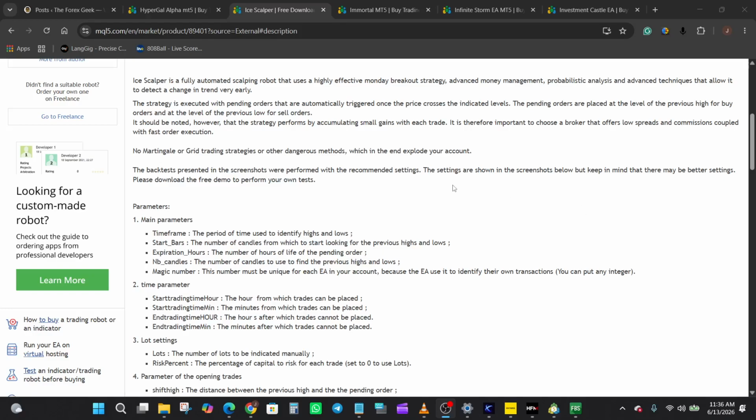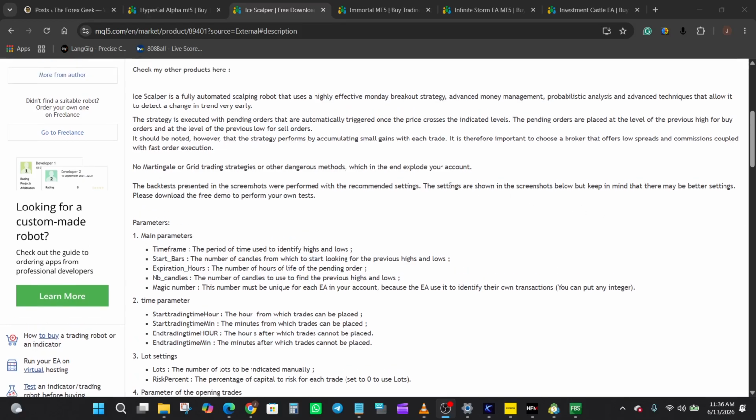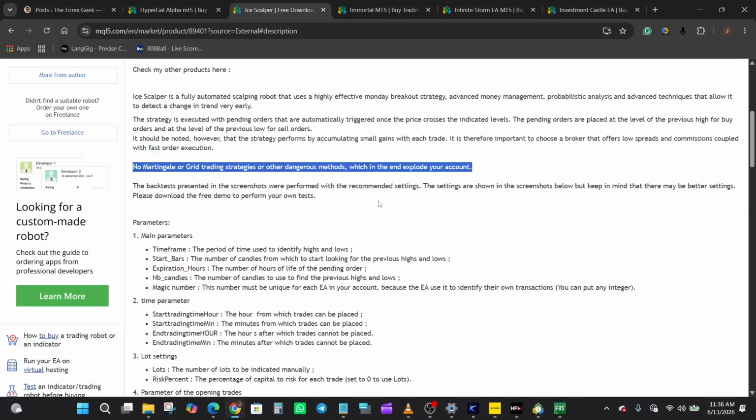Another important point highlighted on the page is that the EA does not use martingale, grid trading or similar high risk recovery methods, which may be reassuring for traders who prefer a more structured approach to risk.